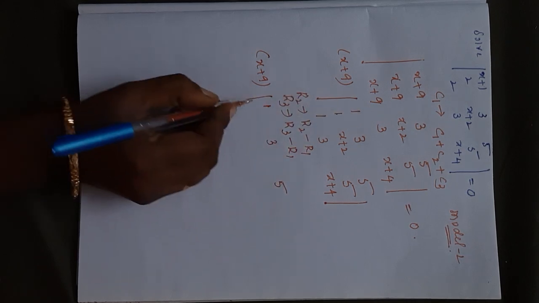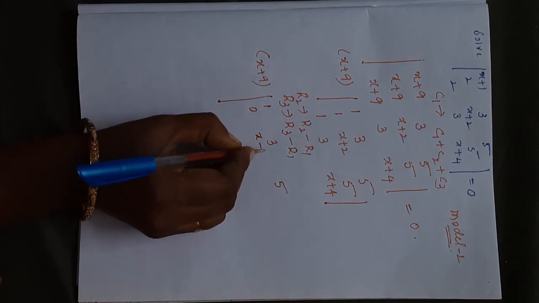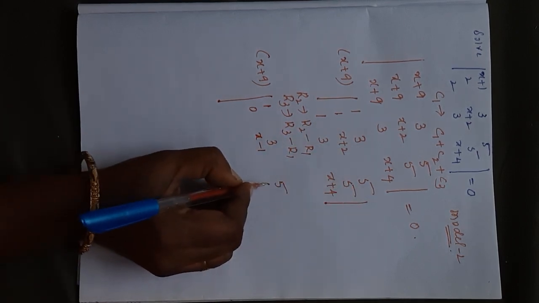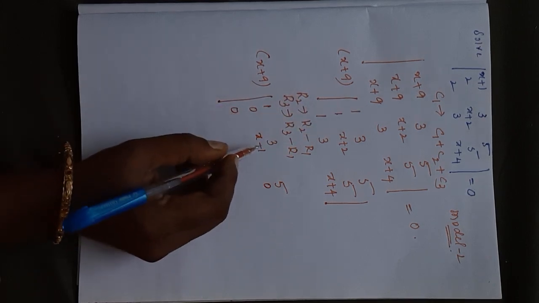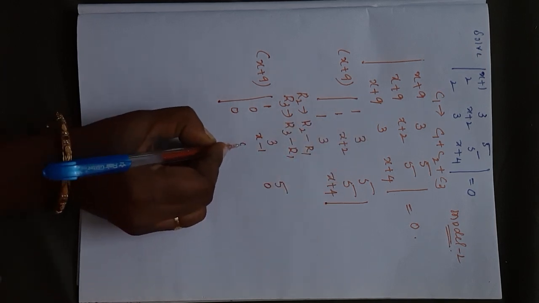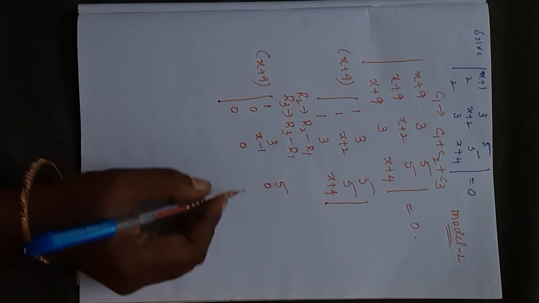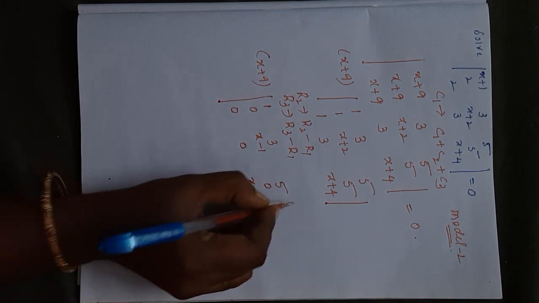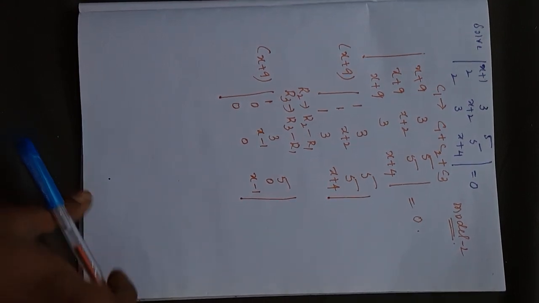1 minus 1 is 0. x+2 minus 3 is x minus 1. 5 minus 5 is 0. 1 minus 1 is 0. Here we are writing row 3 minus row 1 values. 3 minus 3 is again 0. x+4 minus 5 is x minus 1. So like this you have to use row operations in order to make two zeros.